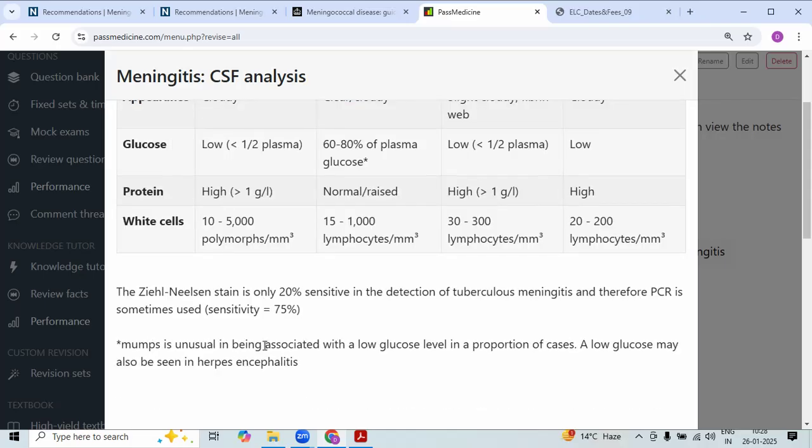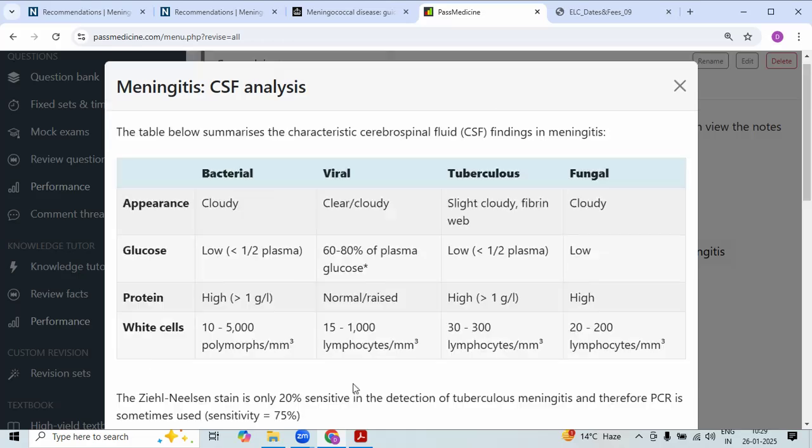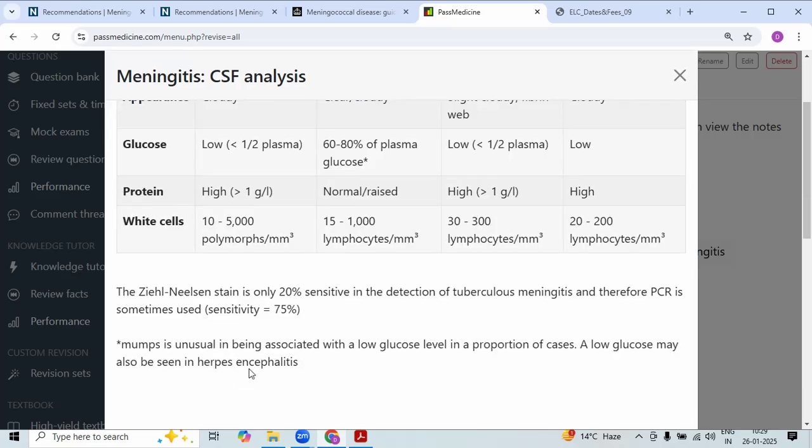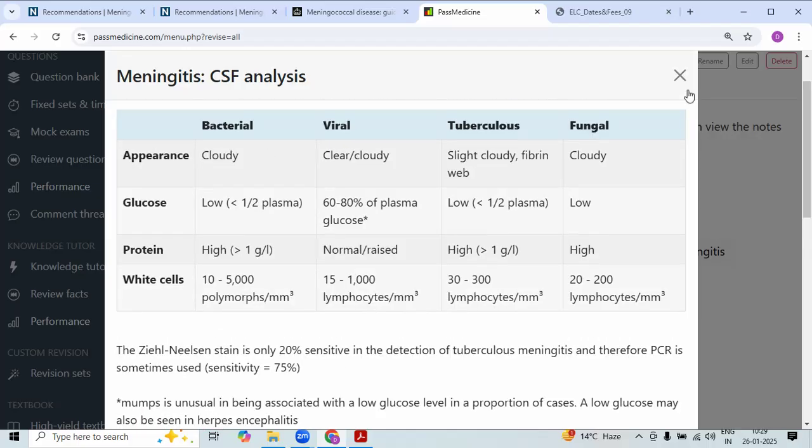Mumps is unusual in being associated with a low glucose level in a proportion of cases. So a lot of questions might be targeted on mumps. A low glucose may also be seen in herpes, so mumps and herpes, being viral, can still present with low glucose in the CSF.